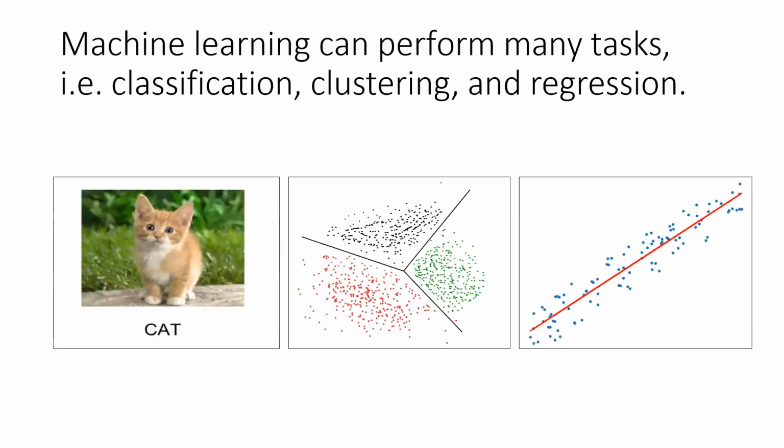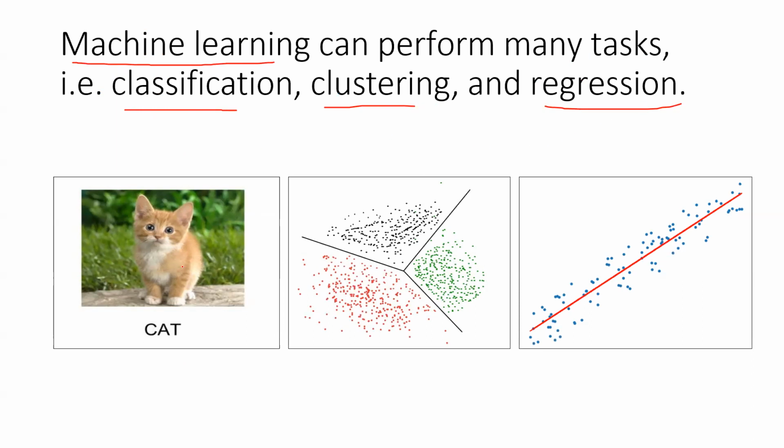The next is coming to what are the different tasks machine learning can perform. See, machine learning can perform several tasks. Tasks such as classification, tasks such as clustering, tasks such as regression, tasks such as association analysis. So many things can be done by machine learning.